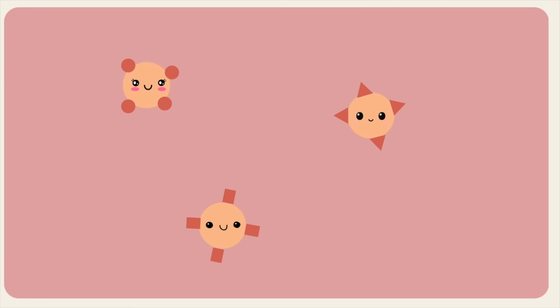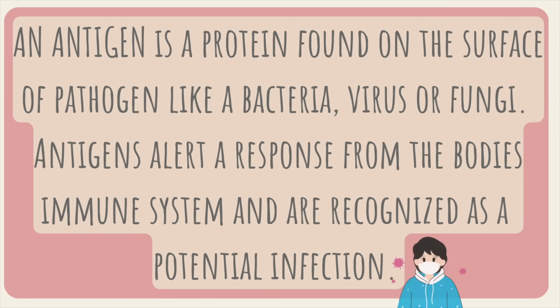Okay, so here we have little pathogens. All three of these are different types of pathogens. So one could be the chickenpox, the other the common flu, and the other could be COVID. So all three are different. On the surface of their body, you will find antigens. Antigens alert a response from the body's immune system and are recognized as a potential infection.